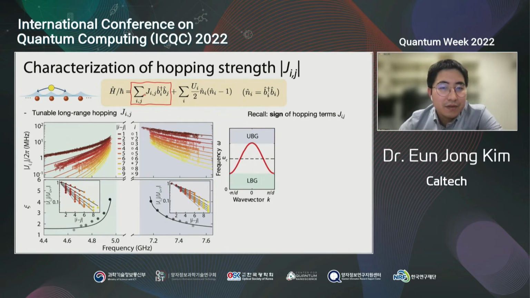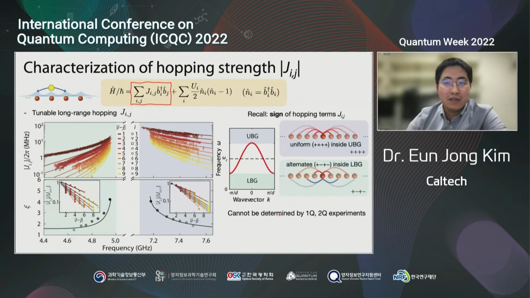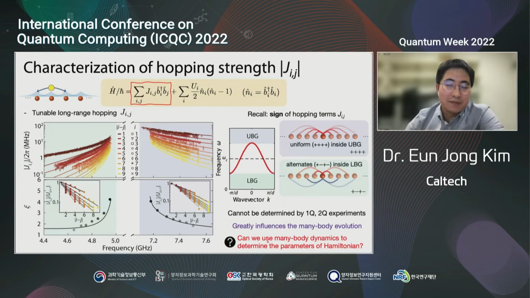I have briefly mentioned that the sign of hopping is uniformly positive inside the upper bandgap, while inside the lower bandgap, the sign alternates with increasing distance. This alternating sign information cannot be determined by conventional single qubit or 2-qubit experiments. However, it can be shown that they greatly influence the many-body evolution of the system. Therefore, it is natural to ask whether we can use many-body dynamics to determine this type of information on the Hamiltonian parameters.